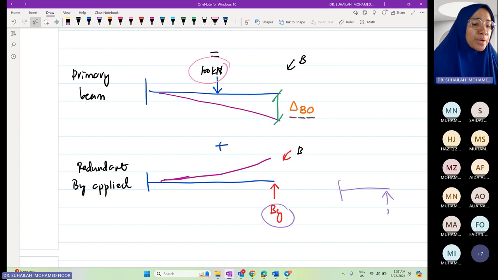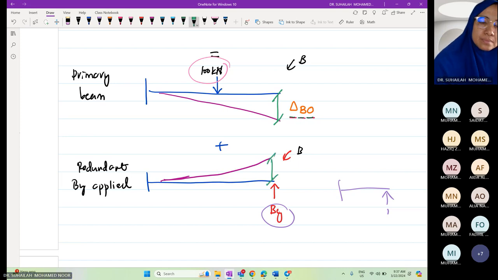Redundant BY applied. So remember kita tak letak BY as unknown. Kita letak BY we assume as an applied load. Okay. Jadi apa kita nak label dulu untuk yang ni. Kita tengok eh. Label yang kita akan pakai. So dia akan ada deflection.